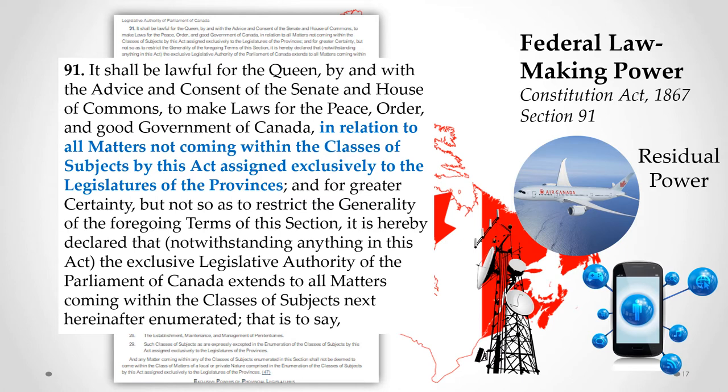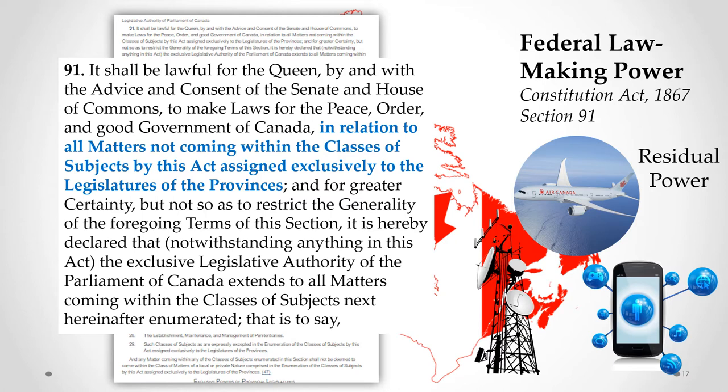But they realized that there will be things that will be created in the world that they would not be aware of, things that would arise in the future. So the way they wrote the Constitution Act 1867 is that if there's some subject matter that is not listed, if it's not in section 91, 92, or 93, then the power to regulate this unlisted subject matter belongs to the federal parliament. And we've come to call that power the residual power.